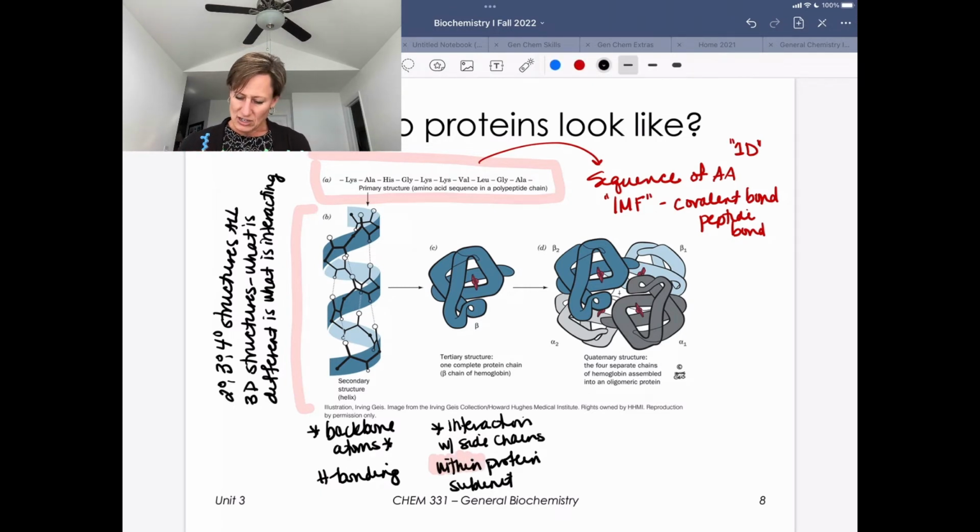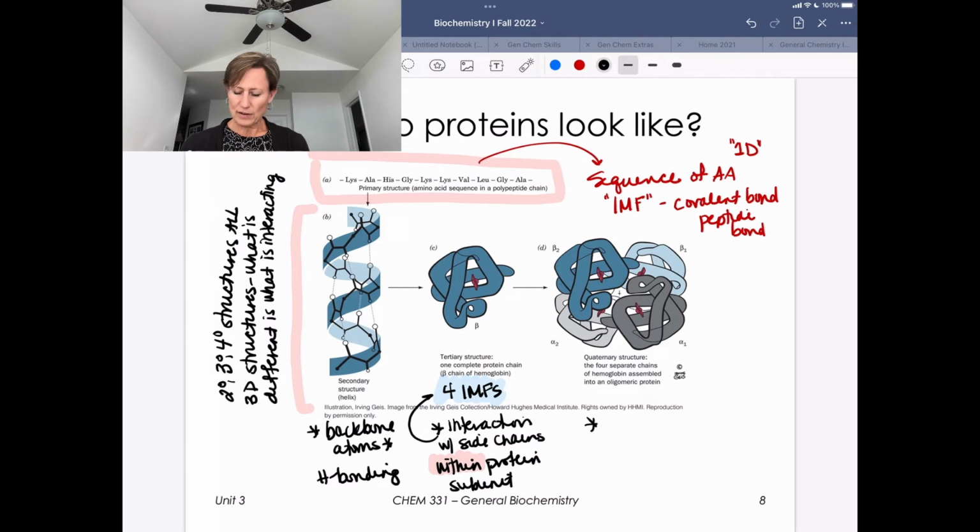So these interactions are going to be the four intermolecular forces that we've talked about. Those four intermolecular forces are London dispersion forces, then we've got dipole-dipole interactions, hydrogen bonding, and then electrostatic interactions. So when those happen between side chain atoms, but within a protein subunit, we define that as tertiary structure. So we're going to spend a lot of time in another video talking about those four intermolecular forces.